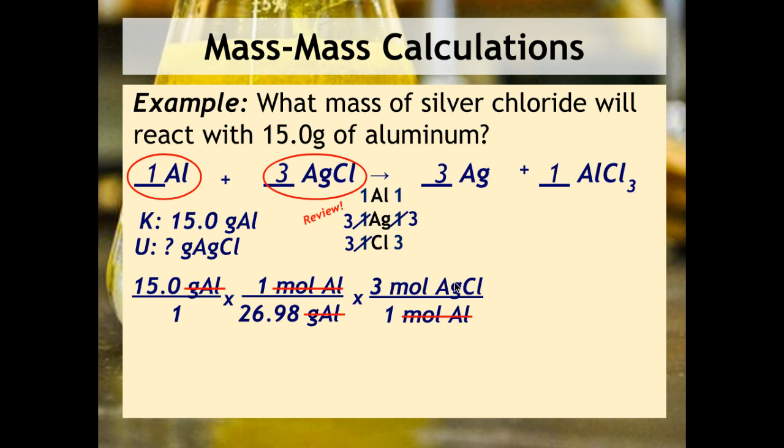Is that what I'm looking for? No, I want grams of silver chloride. Can I use my periodic table and add the two masses of silver and chloride together? Absolutely, because if I do that, that's 1 mole of silver chloride. So using your periodic table, silver is 107.87, chlorine is 35.45.